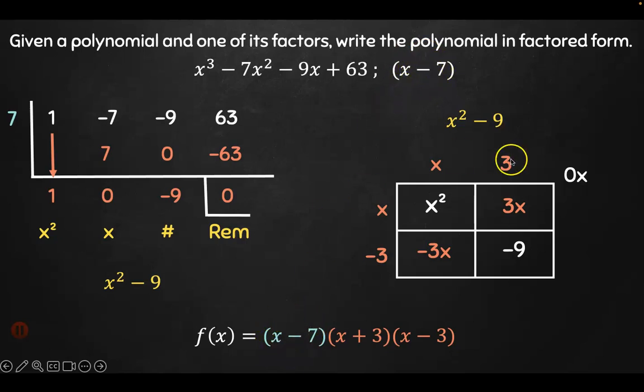Again, if you can recognize the difference of squares pattern, you don't have to do your area model. But if you need that extra check for your factors, is it factorable or not, you can, of course, do the area model or the box method.